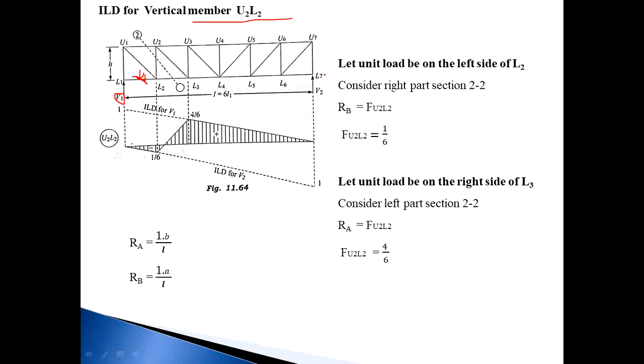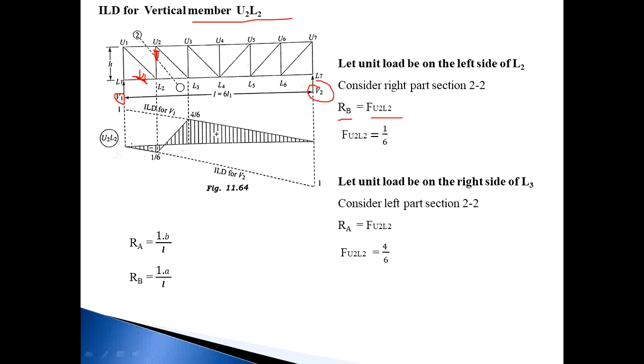So I consider the right side, because on the right side there is only one force, that is RB. The direction of the force RB is upward. So the downward balancing force is F U2 L2, which is downward. So the upward force is RB and the downward force is F U2 L2. Okay.